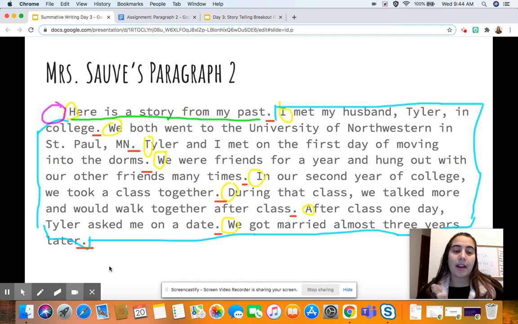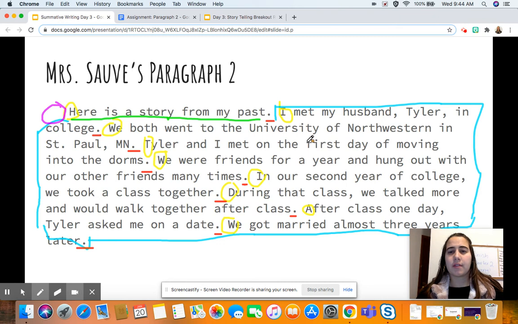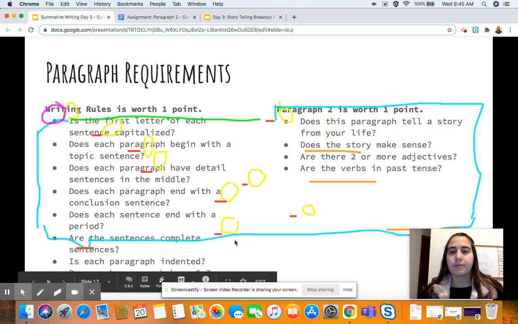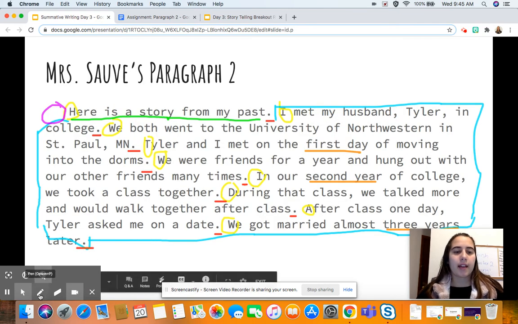Does it include some adjectives? Well, that's the part that I also could have done better at. I do have some adjectives. Some adjectives I have are first, which describes day. 3 describes year. Second describes year. But I could have done a lot better job giving adjectives, right? I could have described Tyler. I could say that he's tall, he has blonde hair, that he's funny. I could have said a lot more adjectives. So that's something I could go back and change to make better. And then last question, are these verbs in the past tense? So let's take a look at that.